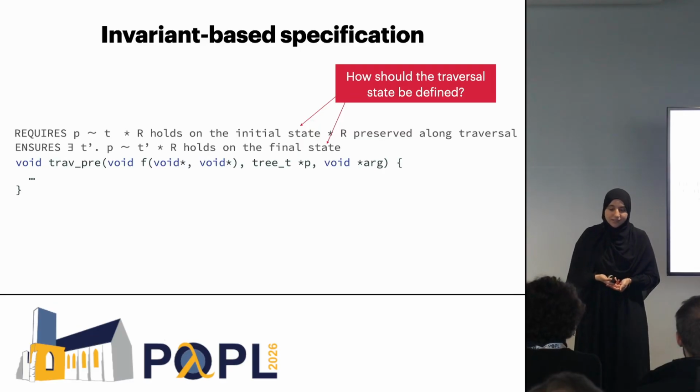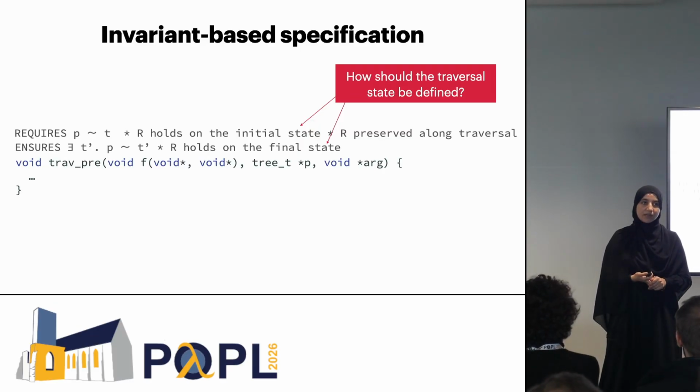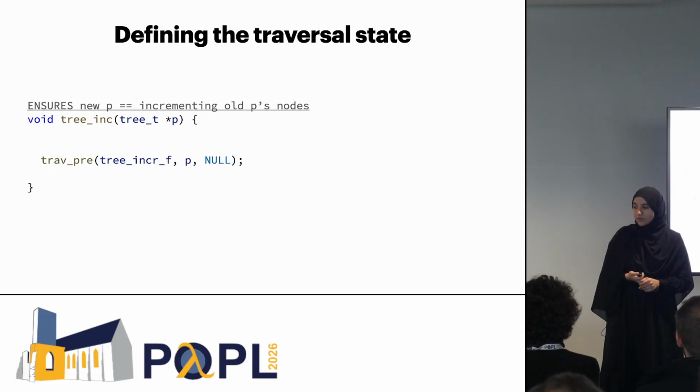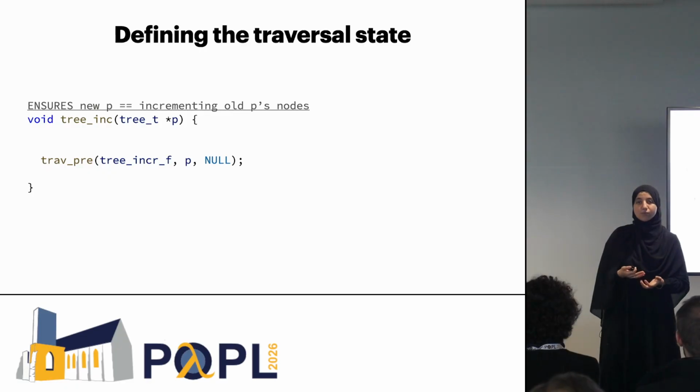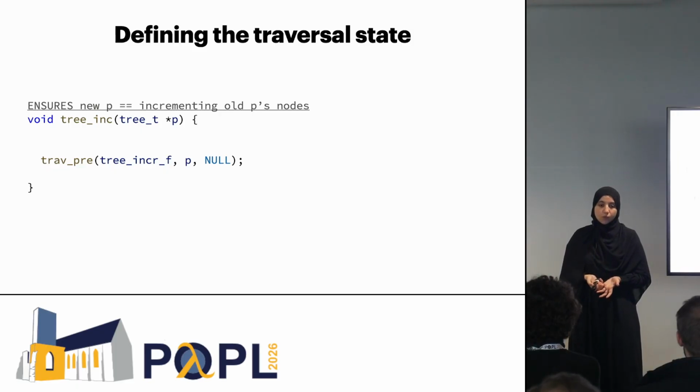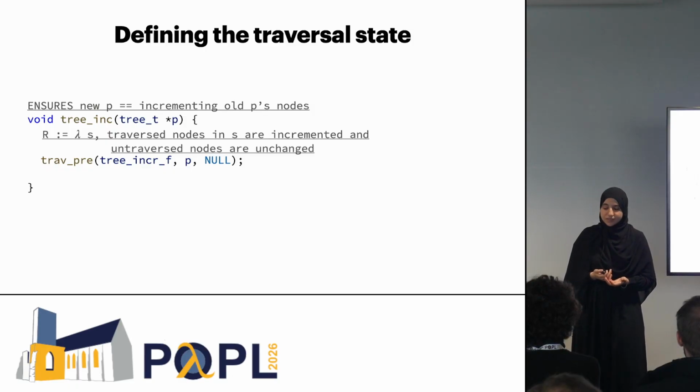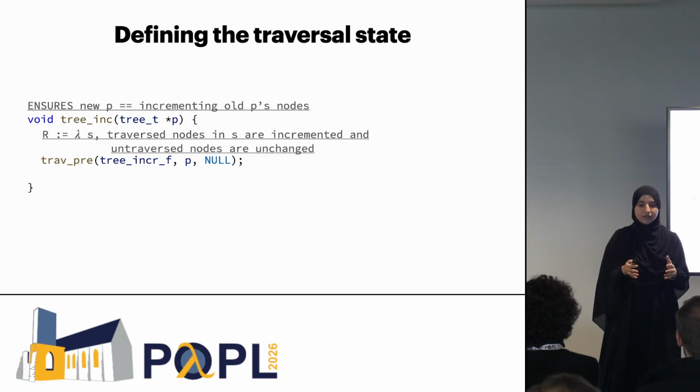And to answer this question, let's revisit the client that I've shown earlier. So recall this client instantiates the traversal with an increment operation. So a reasonable postcondition that we might want to give to this client is that all the nodes in the tree have been incremented. And to prove this postcondition, we will need to instantiate the traversal invariant with an assertion that says that the nodes that have been traversed in the current traversal state have been incremented, and the nodes that remain to be traversed are unchanged.